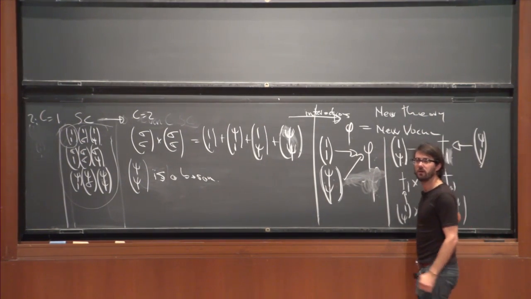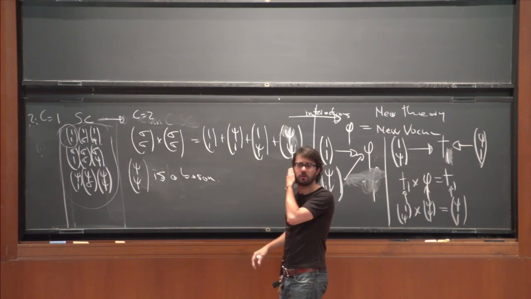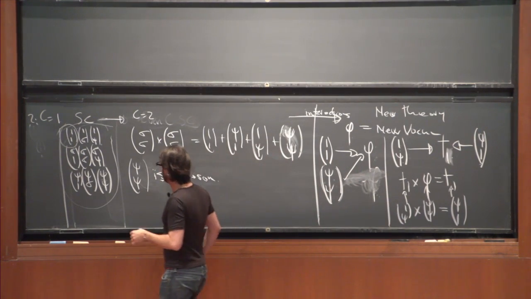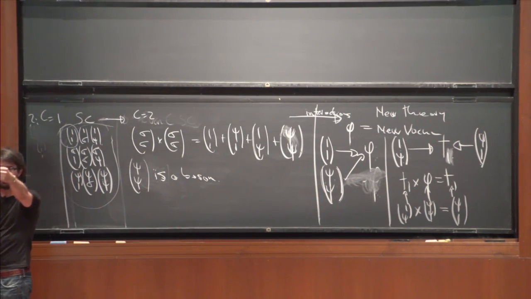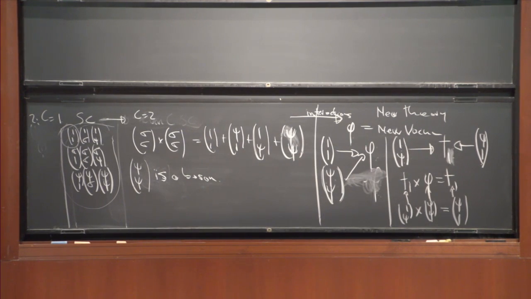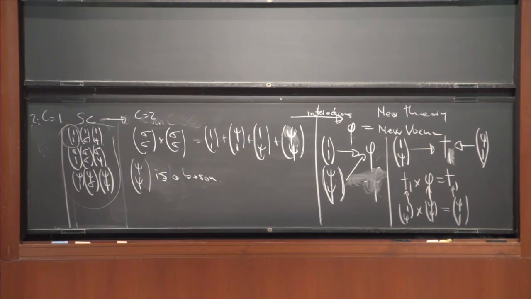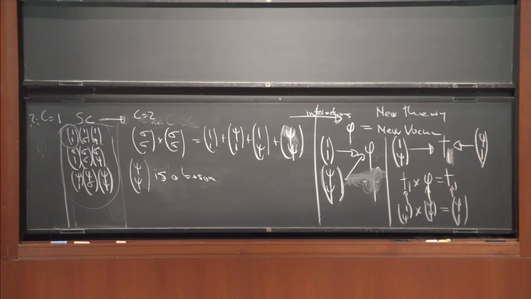What kind of particle is sigma sigma? Sigma sigma is a vortex with the Majorana in the first layer and a vortex with the Majorana in the second layer. But we'll see what it goes into in the new theory.